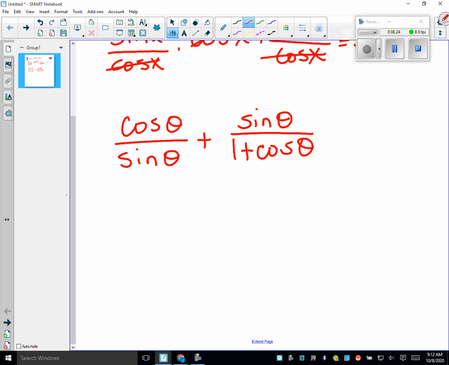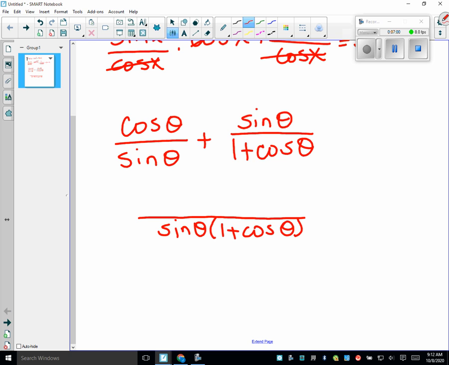Do I have two fractions? So I have to get a common denominator to get rid of them. Now, what's the easiest way to get a common denominator? Multiply the two together. So I'm going to multiply this times this. Would you agree? So my denominator is sine theta times 1 plus cosine theta. Everybody agree with that?